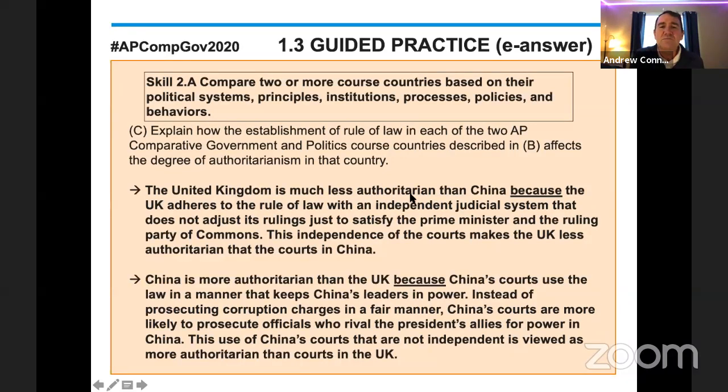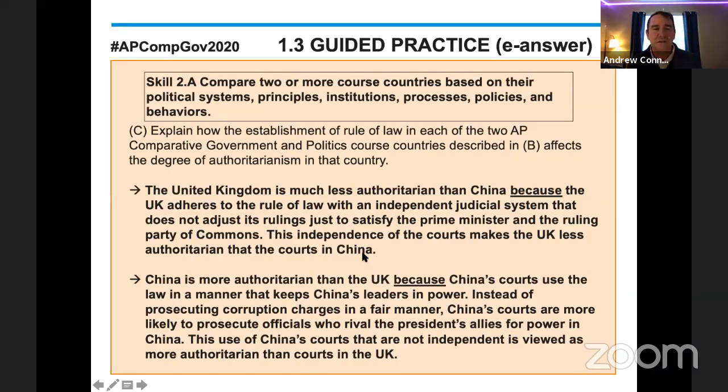The United Kingdom is much less authoritarian than China because, when we see "explain how" or "explain why," we want to put a word of causation in there, because the UK adheres to the rule of law with an independent judicial system that does not adjust its rulings to satisfy the Prime Minister and the ruling party of Commons. This independence of the courts makes the UK less authoritarian than China.